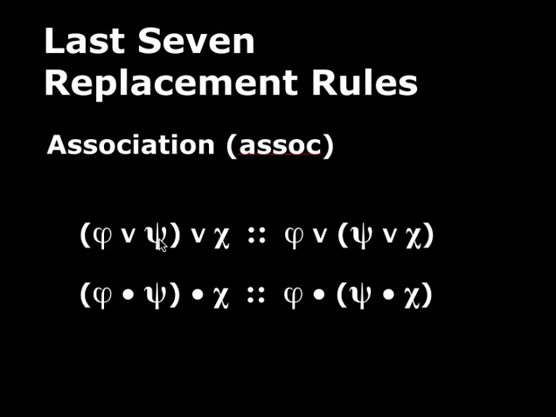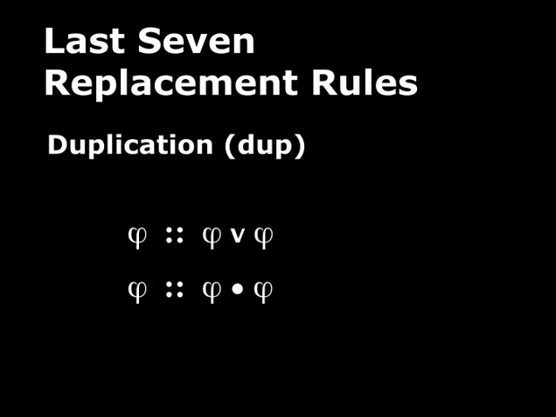It says, yeah, if you want to, you can reassociate. Instead of the first two disjuncts, I can associate the last two together. Same thing with conjunctions. If I have three conjuncts and the first two are associated, I can just shift the parentheses over and instead associate the last two. And finally, duplication. If you have any statement, you can replace that with a disjunction where both disjuncts are that same statement. And ditto with conjunction.